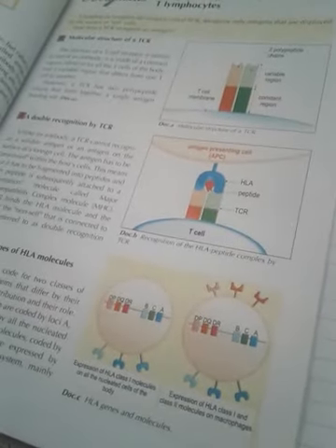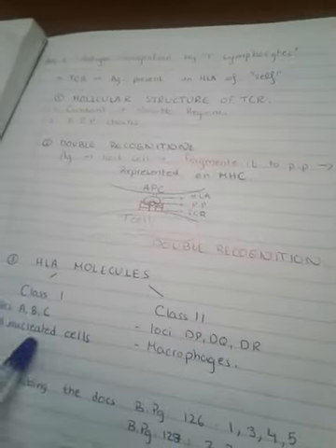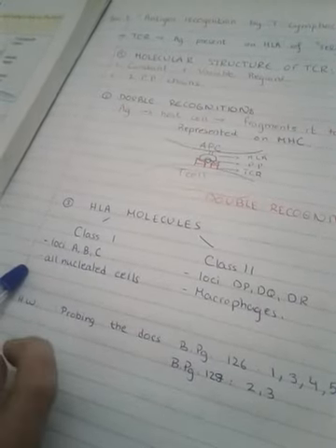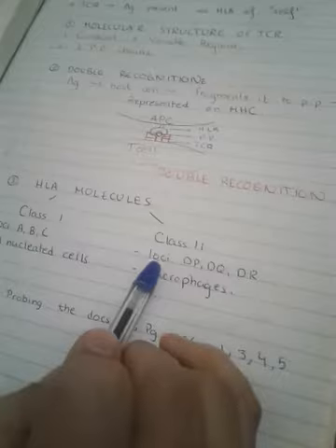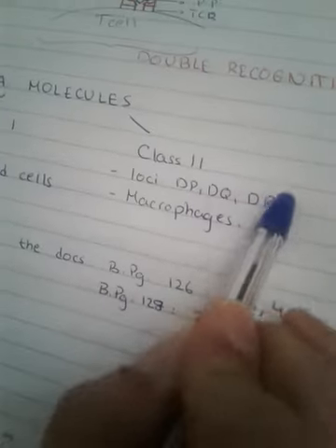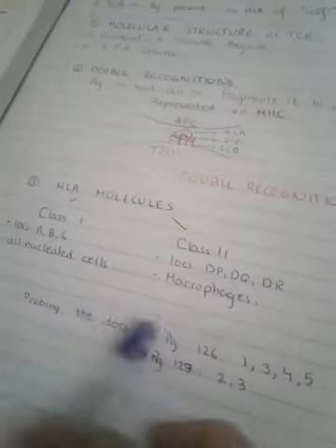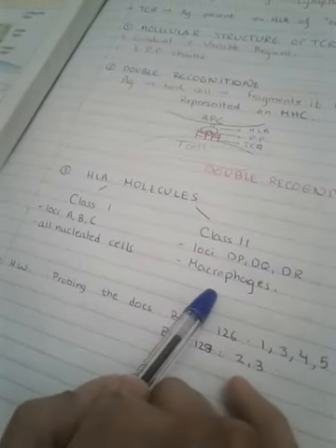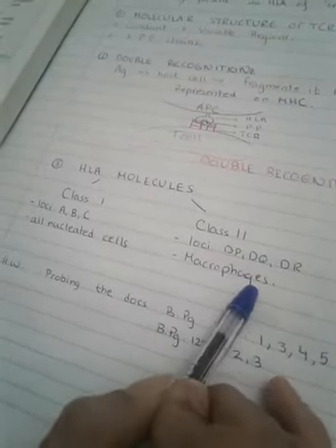We have two different types of HLA. We've already talked about it before. Class 1 and Class 2. Class 1 are coded by loci A, B, and C, and they are present on all the nucleated cells. Class 2 are coded by loci DP, DQ, DR. These are genes present on chromosomes, and they are found basically on some leukocytes like the macrophages.